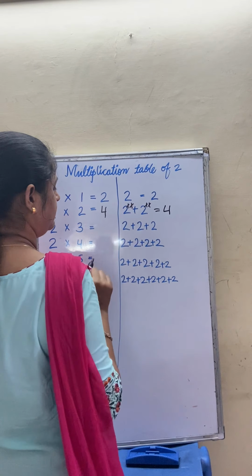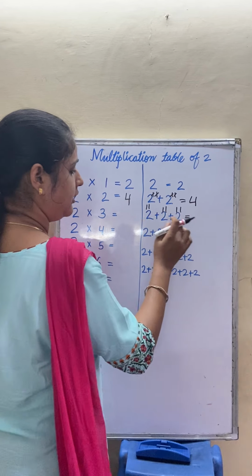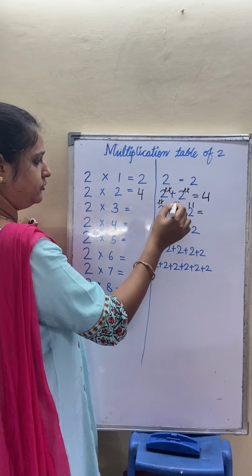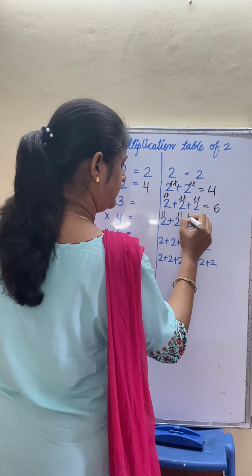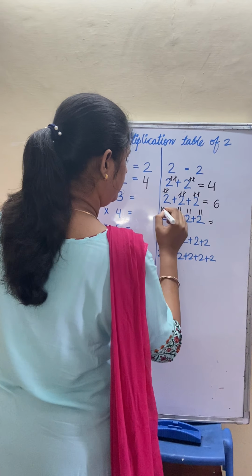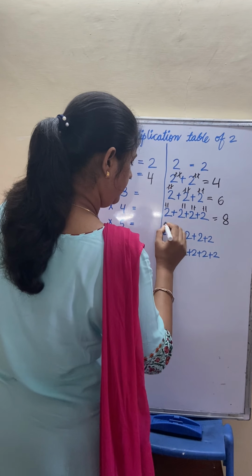2 plus 2 plus 2, 3 times. 1, 2, 1, 2, 1, 2. Now we will count all together, 1, 2, 3, 4, 5, 6, same with this and same with all. Then 2 plus 2 plus 2 plus 2, counting 1, 2, 3, 4, 5, 6, 7, 8, so the result is 8.